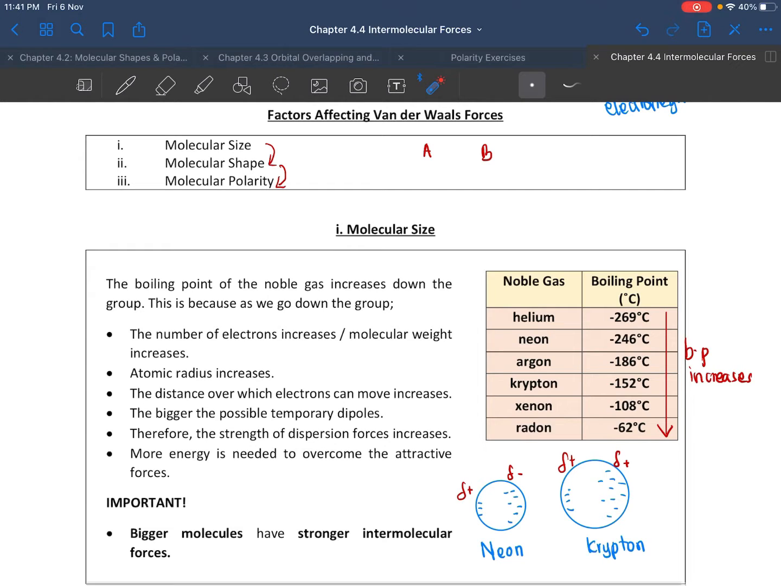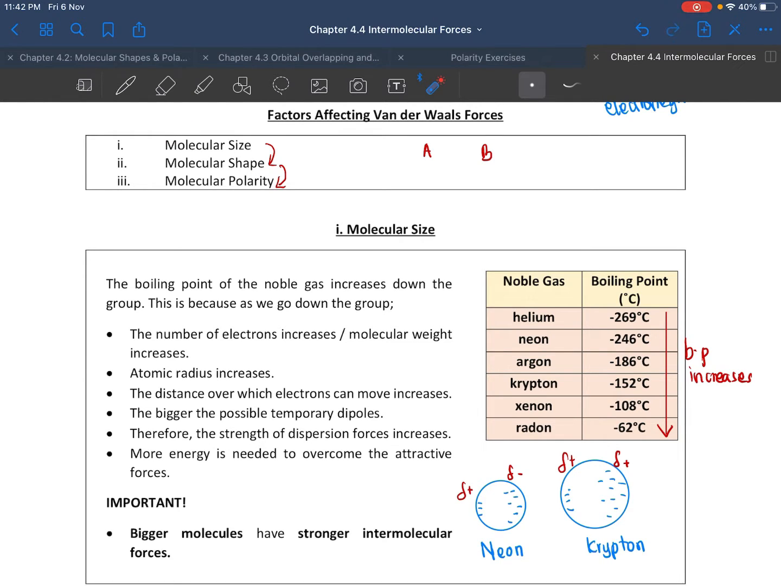Okay, tapi let's say lah when you look at the molecule of A and B and the molecular size dah lain, maksudnya the molecular weight dia dah berbeza. Okay, so that means you can just determine the strength of van der Waals forces from the molecular size. Tak perlu nak tengok shape, tak perlu nak tengok polarity.